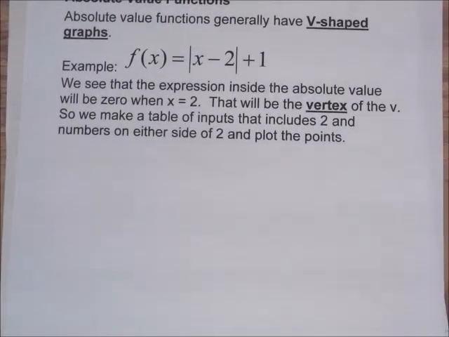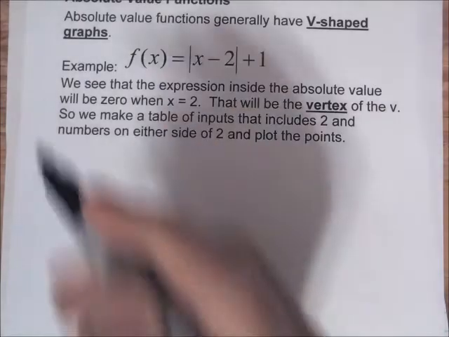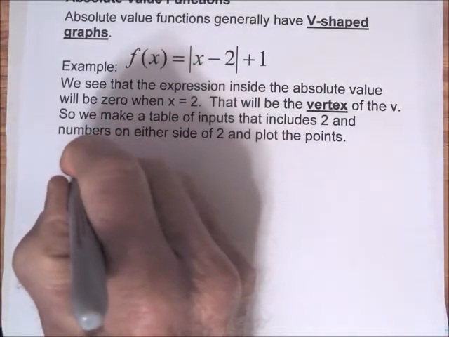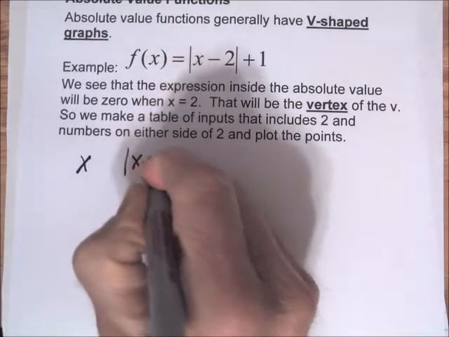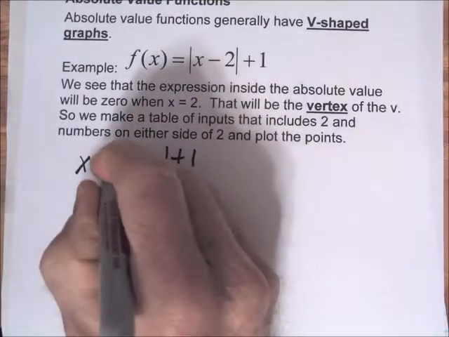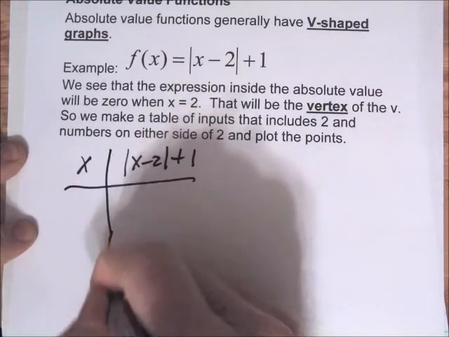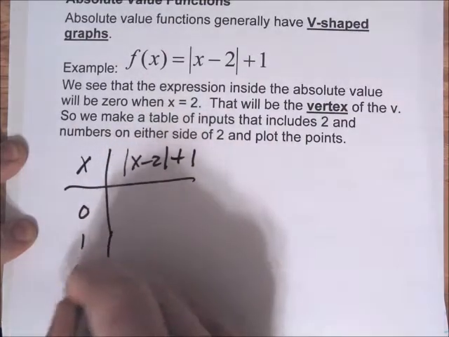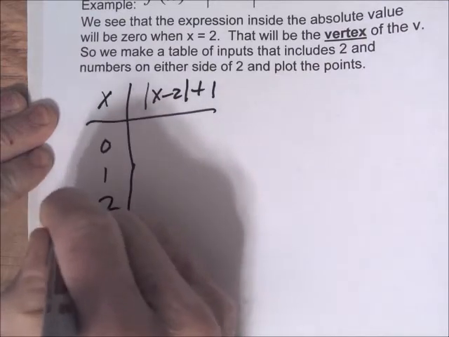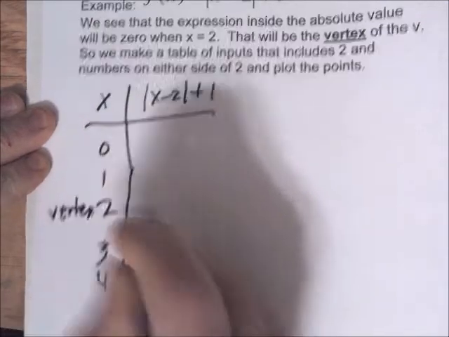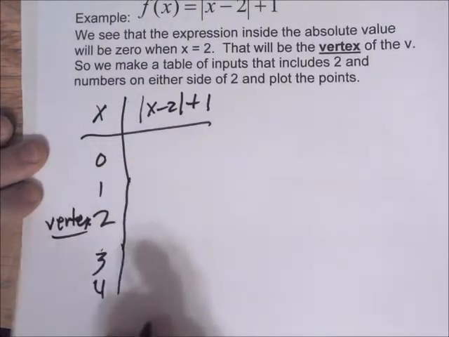And so to sketch the graph, we want to pick some points on either side of the vertex. So let's say 0, 1, 2, 3, 4. So we have the vertex here, and some points on either side.